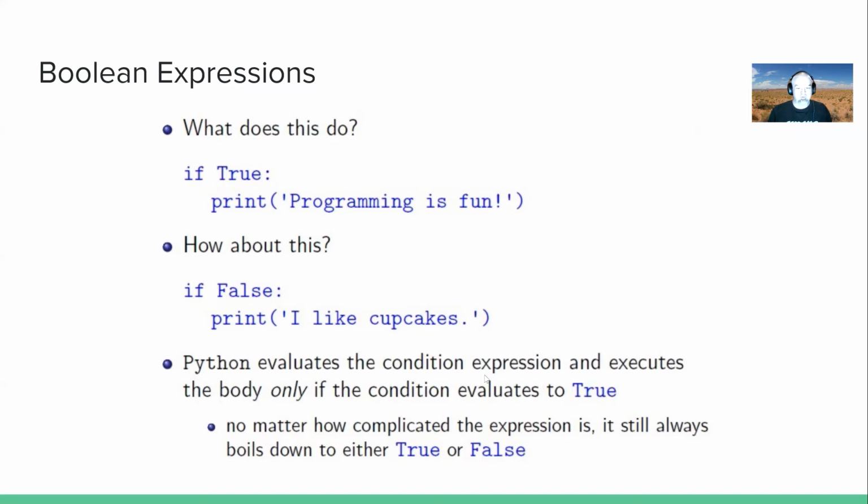Python evaluates a condition expression and executes the body only if the condition evaluates to true, right? So instead of writing a complicated condition, a complicated Boolean expression, what we could do is just say if true, print this, right? And if true is necessarily going to be true because we're essentially telling the if that the condition is true. So we're skipping the whole condition part of it and just telling it it's true. Don't worry about it. Print this thing.